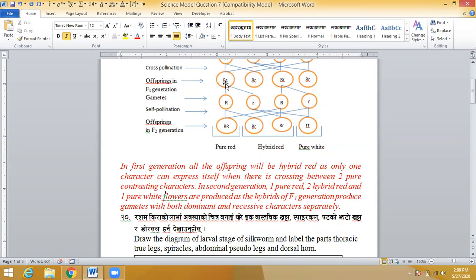Like capital R goes to one gamete, small r goes to the other gamete. Since these different, contrasting characters separate into different gametes, this result has come. If they had not separated like this, this result would not come.